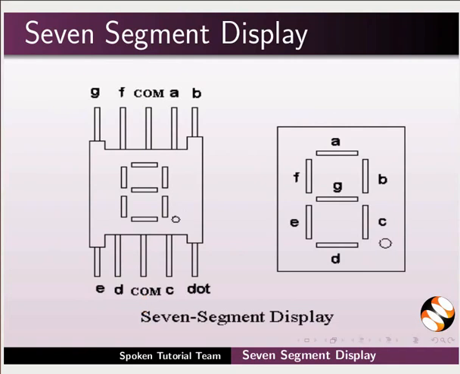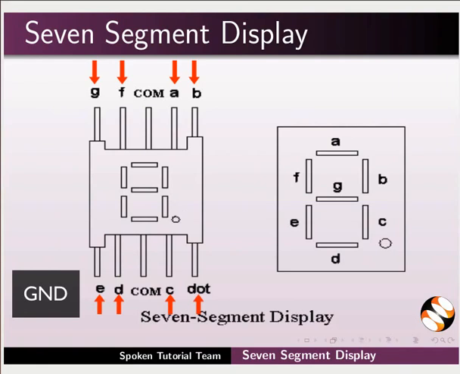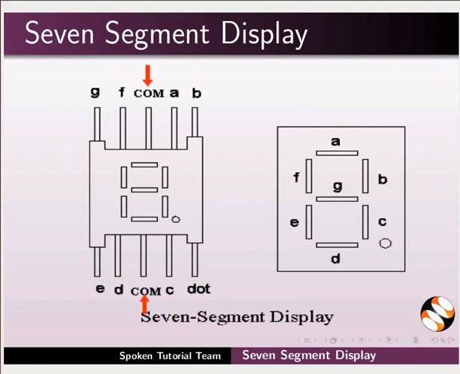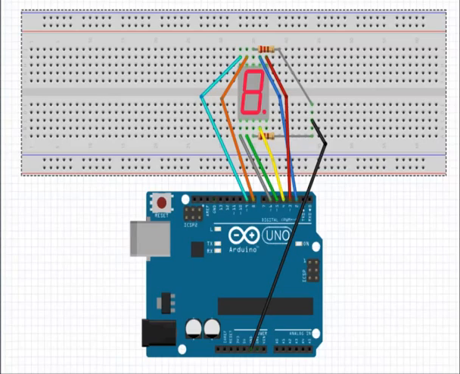The common anode 7-segment display is the exact opposite. Here, pins A, B, C, D, E, F, G and dot must be connected to ground, and the two COM pins must be connected to plus 5 volts. Now let us see the connection circuit details.